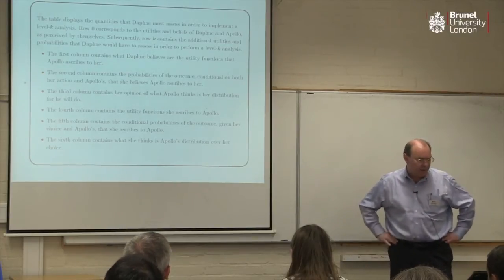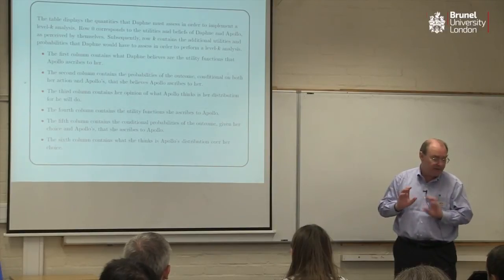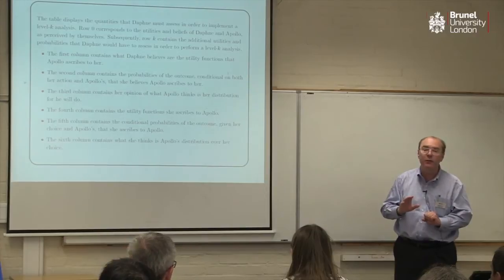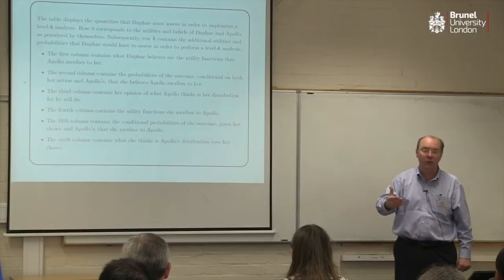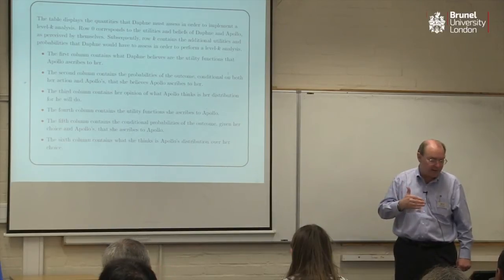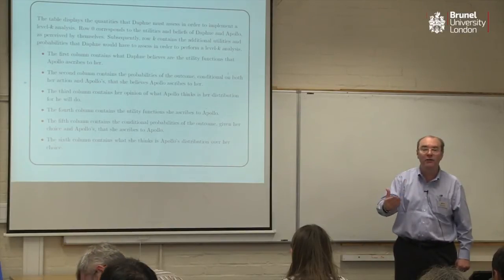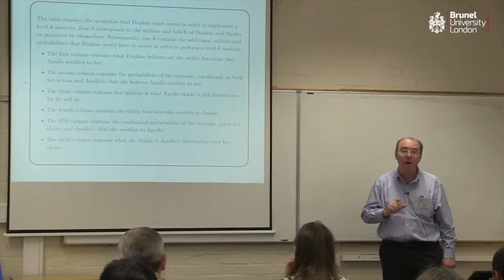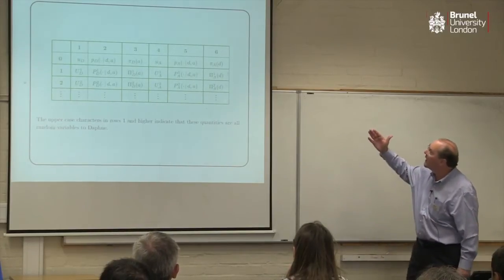analysis. So the first column contains what Daphne believes are the utility functions that Apollo ascribes to her. The second is the probabilities of the outcomes conditional on both her action and Apollo's. The third is her opinion of what Apollo thinks is her distribution for what he will do. The fourth contains the utility functions that she ascribes to Apollo. The fifth column contains the conditional probabilities of the outcome given her choice and Apollo's that she thinks Apollo holds, which is not the same as the one that she thinks herself. And finally, the sixth column contains what she thinks is Apollo's distribution over her own choice, her own actions. So that's the table that we have.